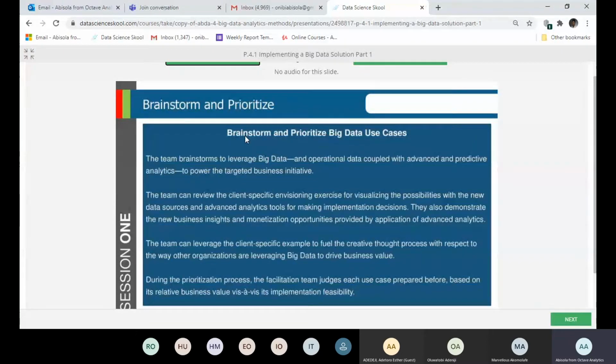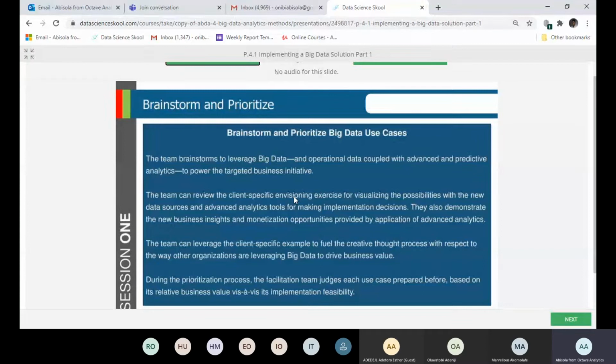In the brainstorm phase, you are trying to bring all of your decisions together. So you've envisioned the realm of what is possible, you've done all of this, and then you now want to leverage big data and operational data coupled with advanced and predictive analysis to power the targeted business initiative. So here, all of this grammar just means that you are trying to see how well you can use big data. Leveraging big data is like you're trying to maximize big data. You're trying to see how well you can use big data to be able to drive whatever it is that is their targeted business initiative.